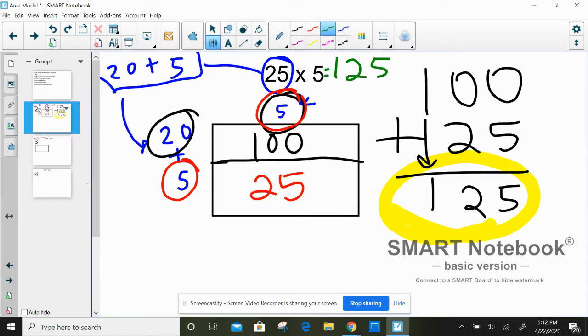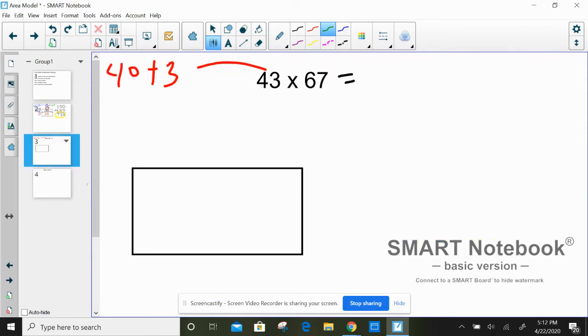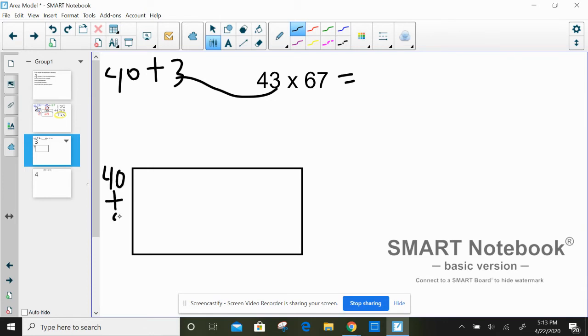That's one problem. I'm going to show you the same thing with another problem over here. So I've already drawn out the 43 in expanded form. So you have 40 plus 3. Then you put that 40 plus 3 over here. So we can do 40 plus 3.